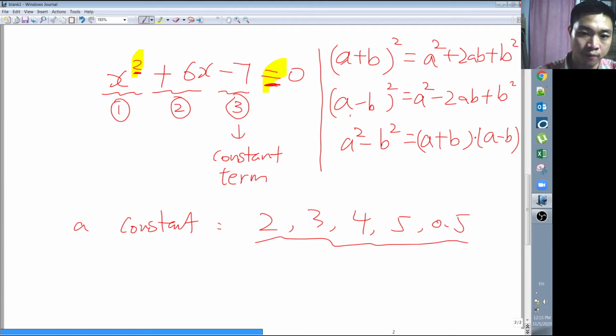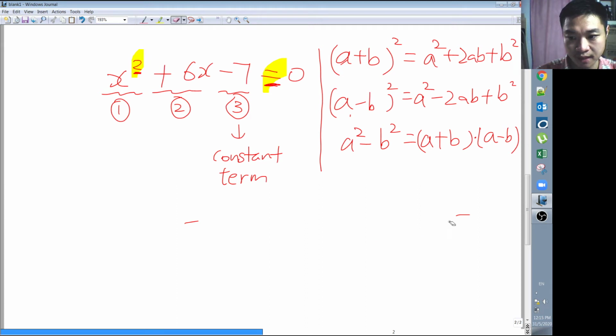Going forward, I'm not going to explain what a constant is. I will just take it that you have already learned it from this video onwards. Now let me continue, but before that, let me erase this. First thing first, identify your constant term in this quadratic equation. Next, move your constant term, which is minus 7 here, to the right hand side, so you get 7 on the right hand side.